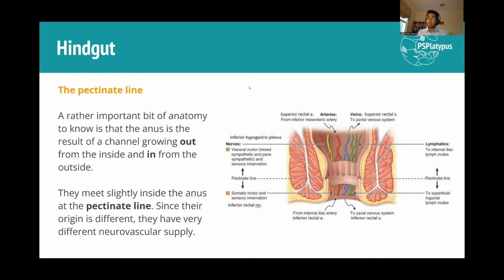One thing that's not mentioned on this diagram is that the epithelium is different above and below the pectinate line. Above it, we have columnar epithelium, as with most of the gut, and below we have stratified squamous, like the rest of the skin. Go figure.